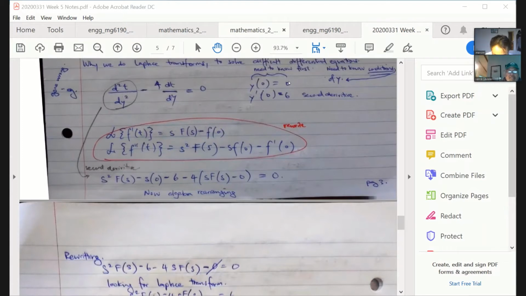The differential equation says d squared y. I'm going to write it down here, f double dash. This is our differential equation, right? Now the first term of the differential equation is a double derivative. Because it's d2, it's the same as f double dash.